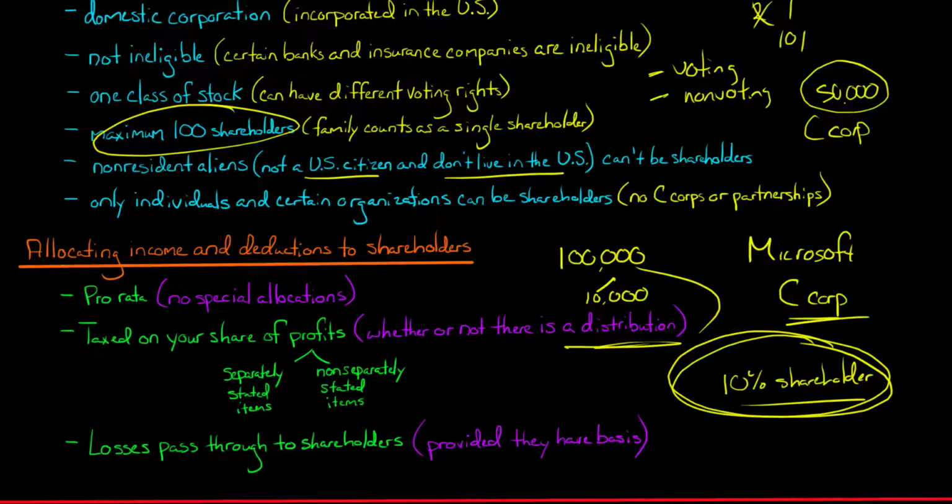Now, losses are going to pass through to the shareholders and be deductible at the shareholder level. So if the S corp loses $200,000 and you're a 10% shareholder, you've got a $20,000 loss there. Now you need basis to be able to deduct the loss. If you have no basis, you won't be able to deduct it, but it will pass through at the individual level. And that's a difference from a C corp, because with a C corp, if you have a loss, the C corp can carry the loss forward to offset future income, but the shareholders cannot deduct their share of a loss for a C corp. But with the S corp, losses pass through to the shareholders.